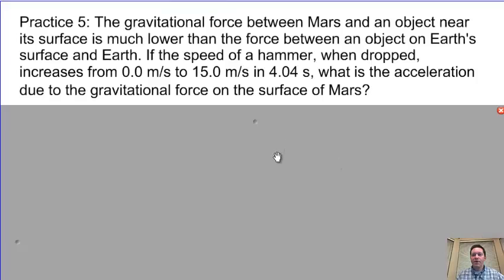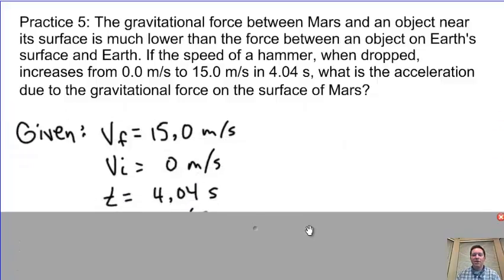All right, so walking through one last example problem. This is practice question 5 on the acceleration practice. The gravitational force between Mars and an object near its surface is much lower than the force between an object on Earth's surface and Earth. If the speed of a hammer, when dropped, increases from 0 meters per second to 15 meters per second in 4.04 seconds, what is the acceleration due to the gravitational force on the surface of Mars?